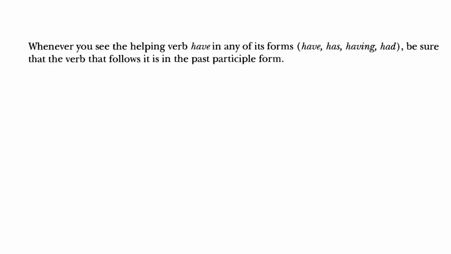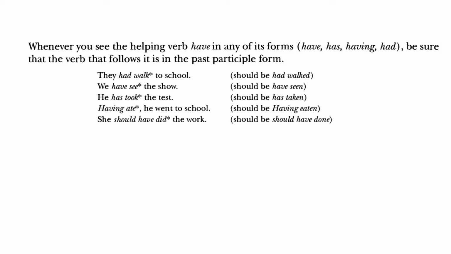So the structure, the form of have plus verb 3, should tell you what tenses. It is in the perfect tenses. Perfect tenses use the same form, which is have plus verb 3. "They had walked to school." This is incorrect. Behind the word had, it must be in verb 3.